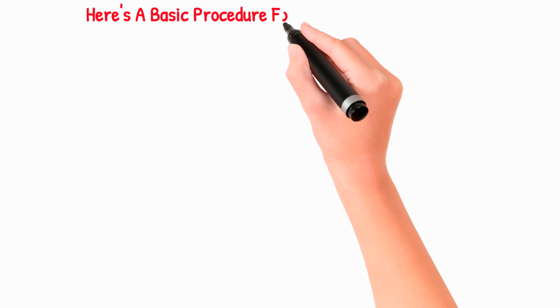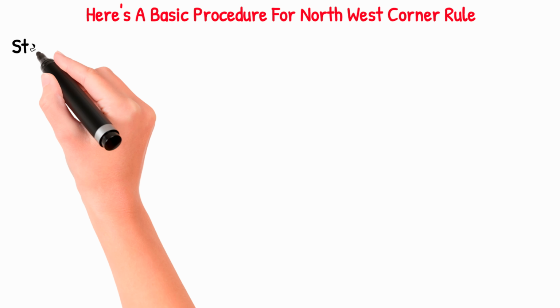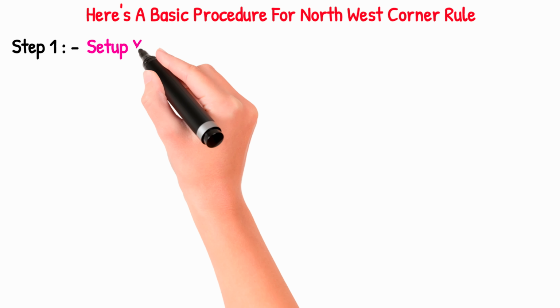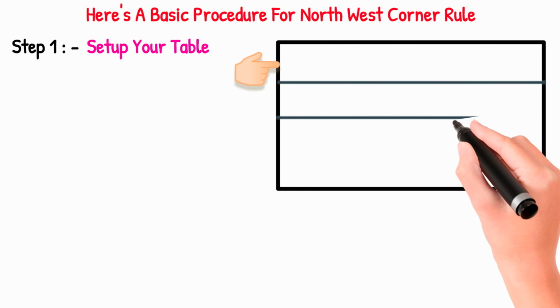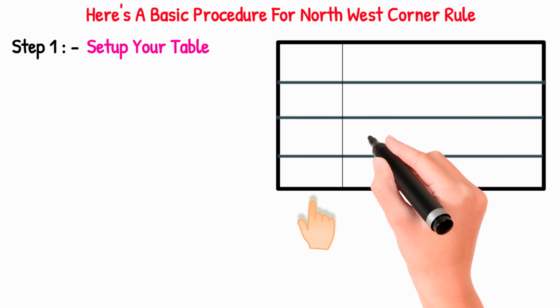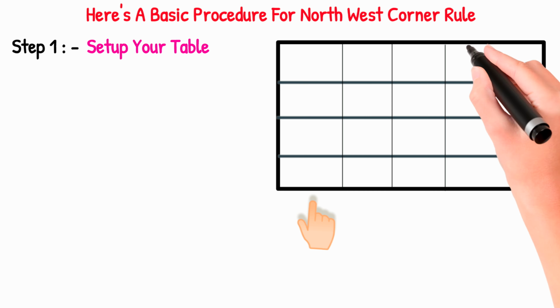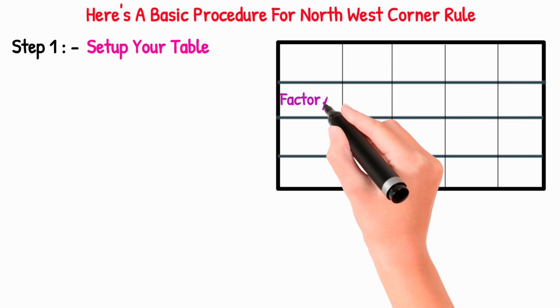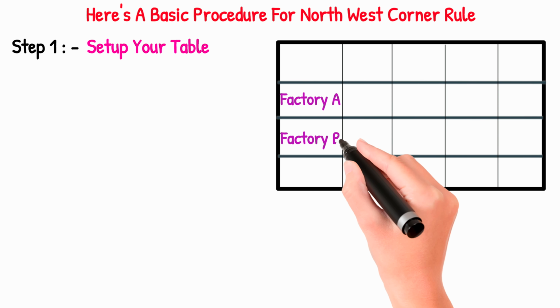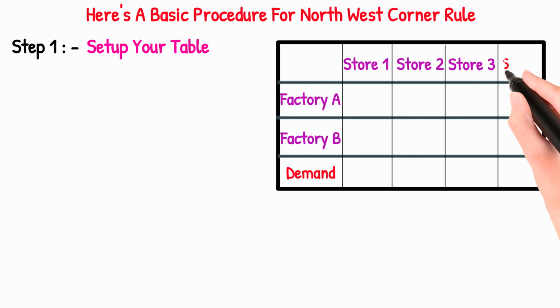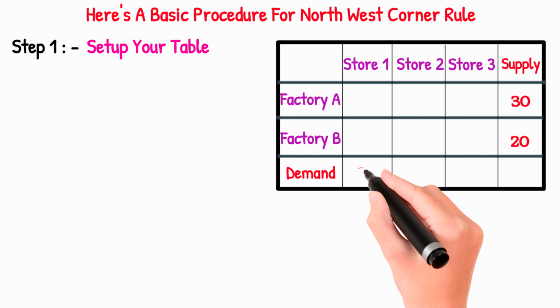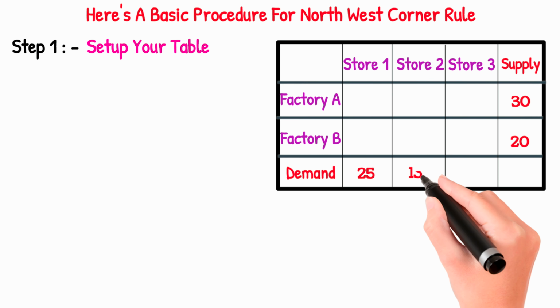Here is a basic procedure for using the Northwest Corner Rule. Step 1. Draw a table with rows and columns. The rows represent the places you are sending from, the factories, and the columns represent the places you are sending to, the stores. On the side of the rows, write how many items each factory has. This is called supply. At the top of the columns, write how many items each store needs. This is called demand.